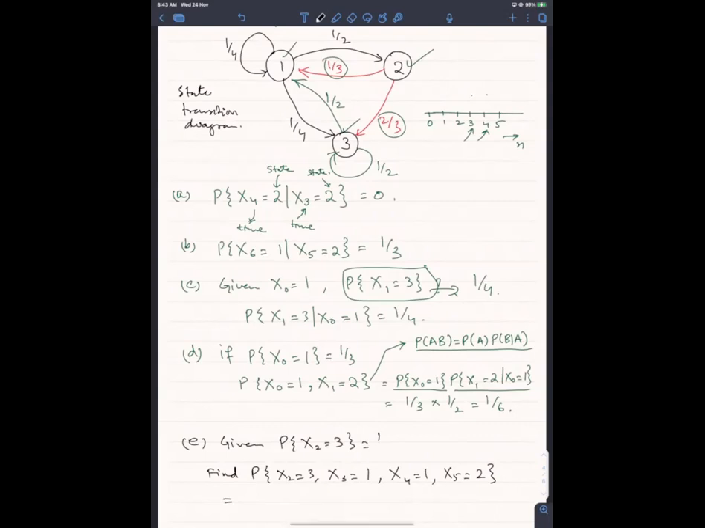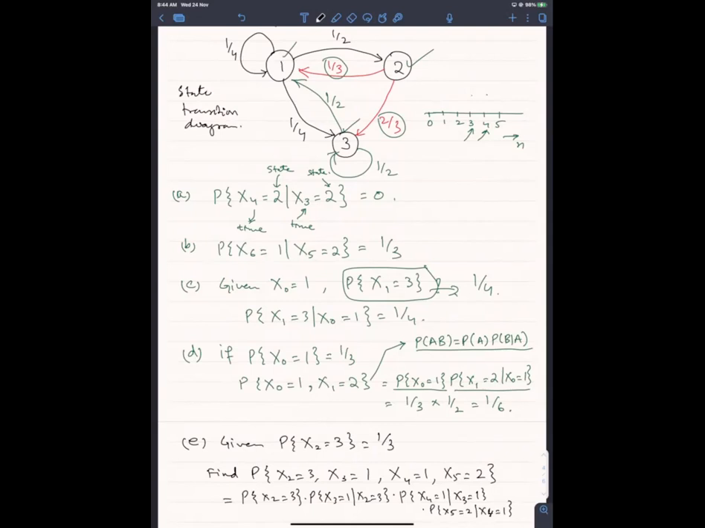This is, let's say, 1/3. We can write this as probability of x2 is equal to 3 into probability of x3 is equal to 1 given x2 is equal to 3 into probability of x4 is equal to 1 given x3 is equal to 1 into the probability x5 is equal to 2 given x4 is equal to 1. Who can answer this question?